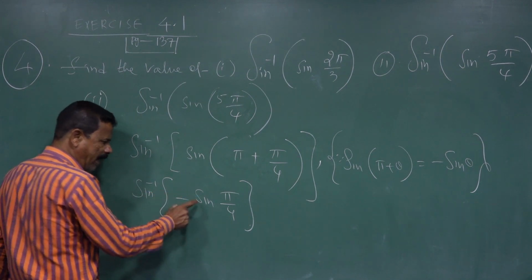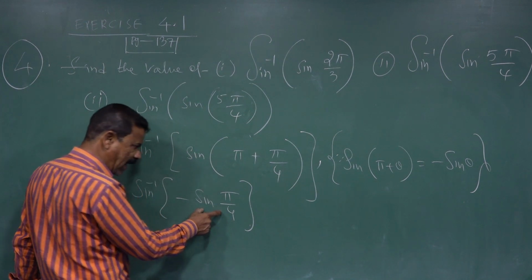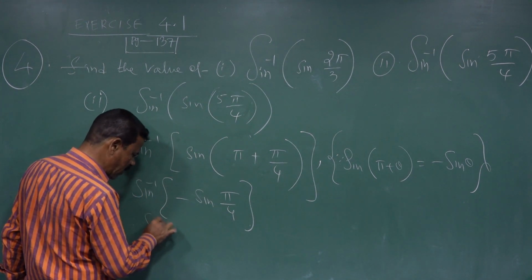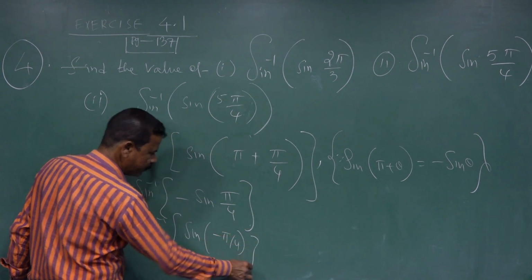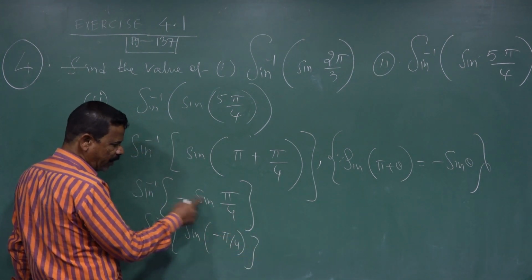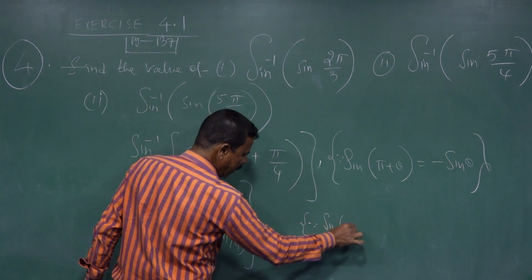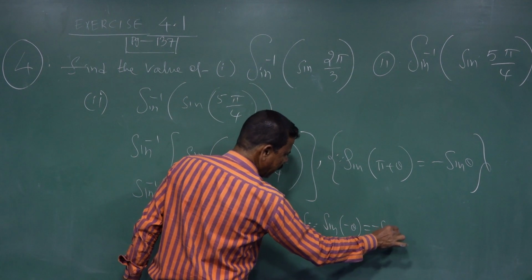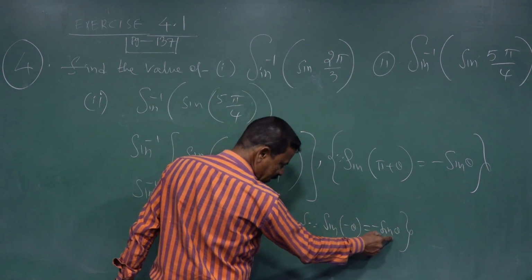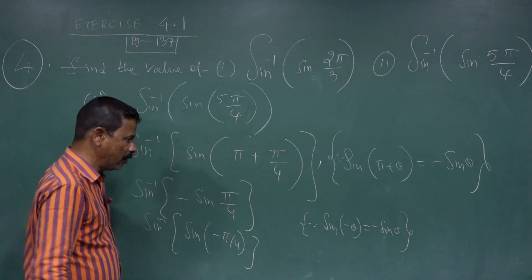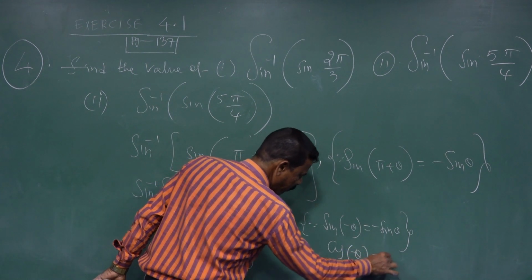Sine inverse of minus theta, this. Otherwise this value is taken as sine inverse of sine of minus 5 by 4, also right. This minus is sent inside, since one formula: sine of minus theta is equal to minus sine theta. On both sides, minus sine theta is equal to sine of minus theta. At the same time, this also you remember: cos of minus theta equals cos theta.